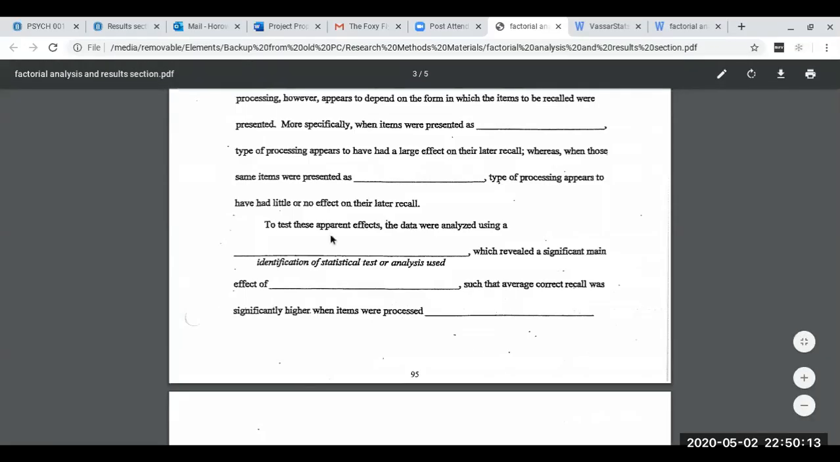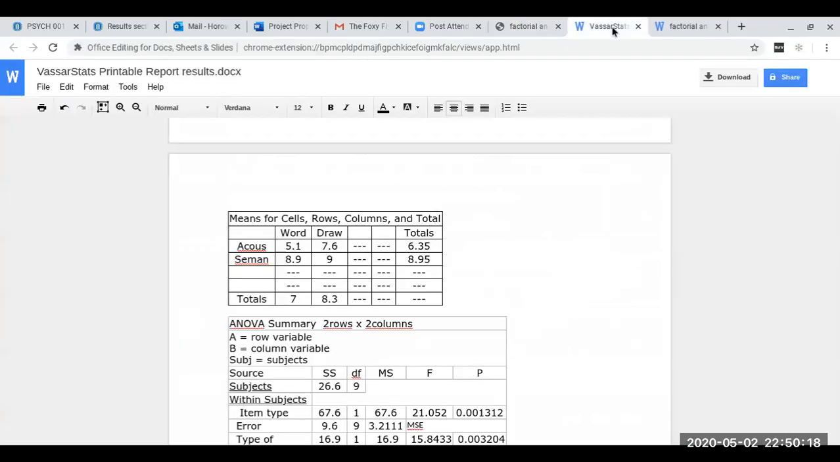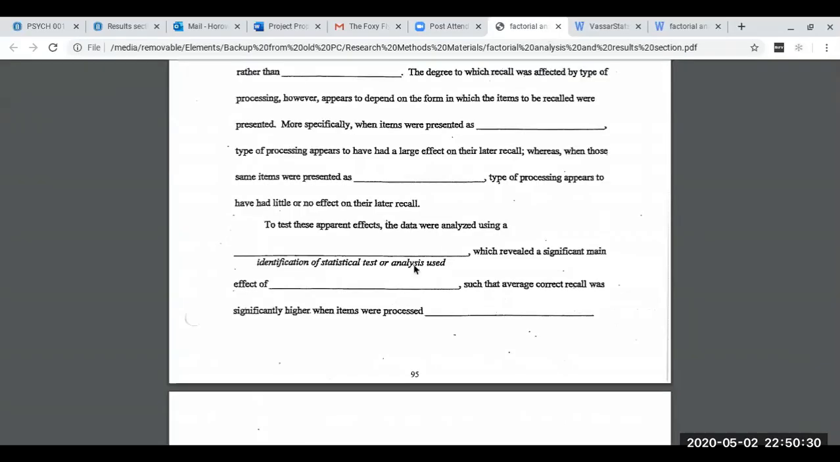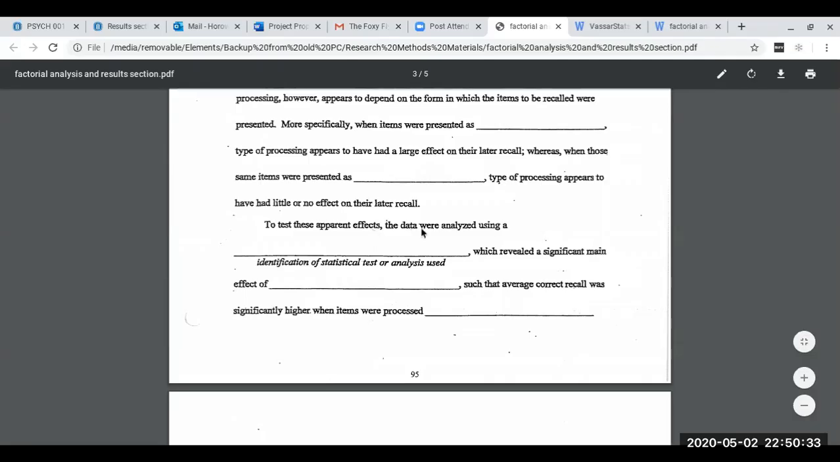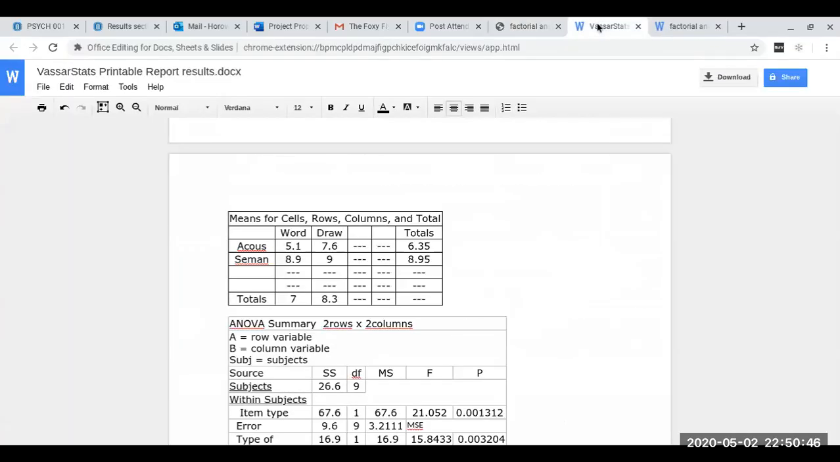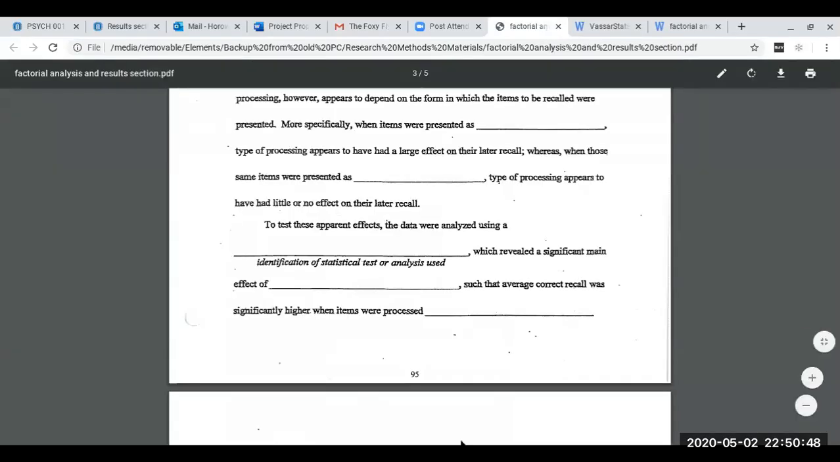Here, this would be the levels of type of processing, right? So which ones were higher? For type of processing, acoustic and semantic. Look at the marginal means, semantic more than acoustic, right? So if we go back to this, to test these apparent effects, the data were analyzed using that type of statistical test. There was a significant main effect of type of processing, such that the average correct recall was higher when the items were processed. What does it say? Semantically, right?